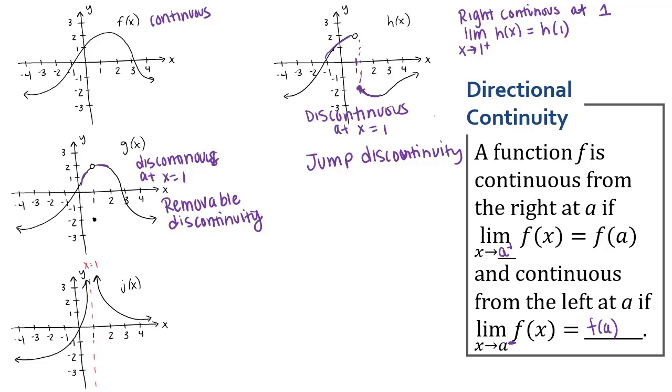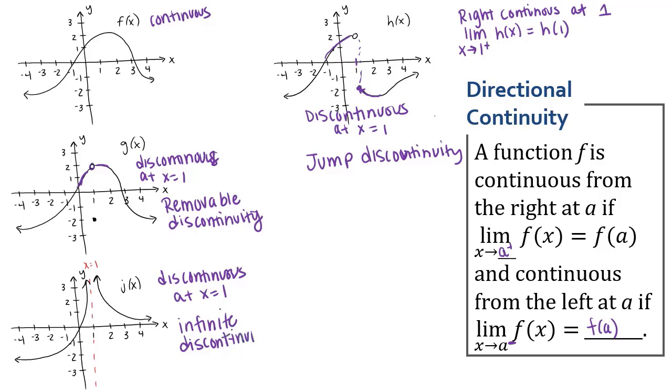Okay? So this is just a point that was basically removed, is how I kind of think about that. For j of x, again, we said this is discontinuous at x equals 1. And this is called an infinite discontinuity because it's going towards infinity. We have a vertical asymptote there.